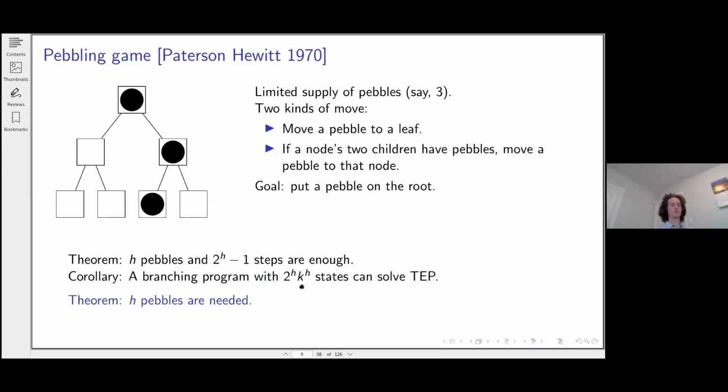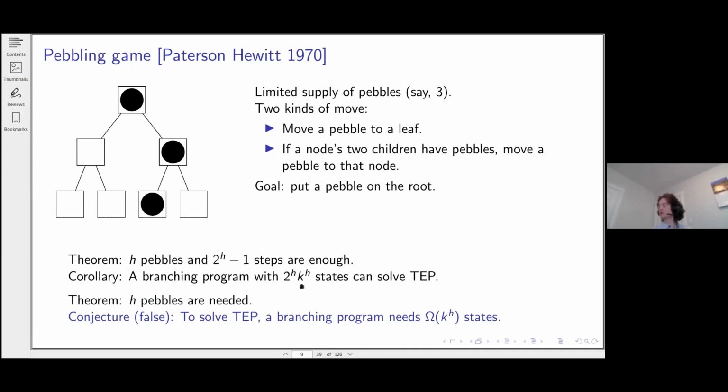But it would be really nice if we could come up with a corresponding corollary for this lower bound. It would be nice if we could say that any branching program at some point needs to remember h different values of nodes in the tree. That would give us a lower bound of k to the h states.